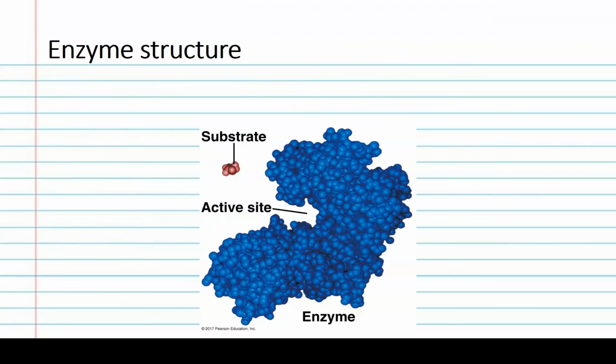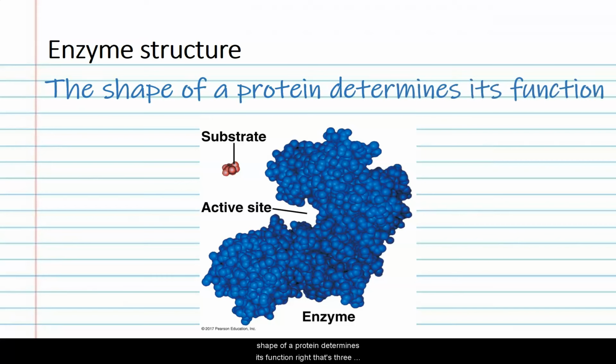So the structure of an enzyme, like I said, enzymes are made primarily of protein. And if you learned anything so far this semester, you know that the structure of a protein, the shape of a protein, determines its function, right? That three-dimensional shape, what we call the tertiary structure of our protein. So here we have an enzyme pictured for you, and it's a space-filling model so you can get an idea of its three-dimensional shape.